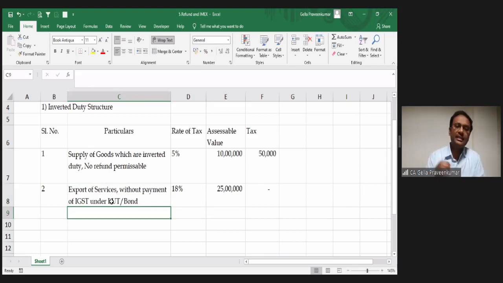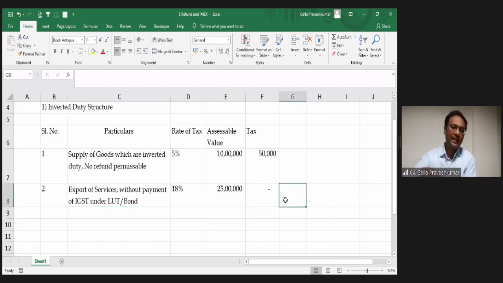Last class we had a discussion. What do you mean by LUT? What do you mean by bond? For the benefit of other students who have missed or want to recap this concept, letter of undertaking or bond is one mechanism where government says when you want to export, let me have a confirmation from you. That means you as a registered person will give an undertaking to the jurisdictional commissioner stating that the relevant terms and conditions for you to export without payment of tax will be complied with.